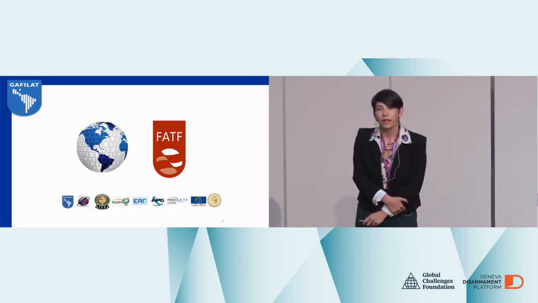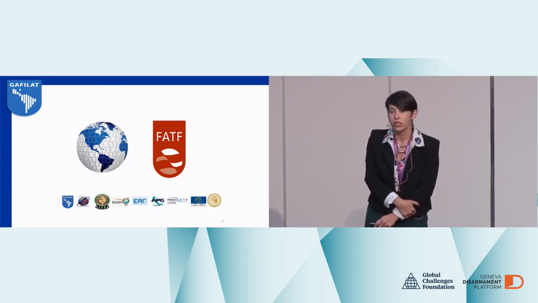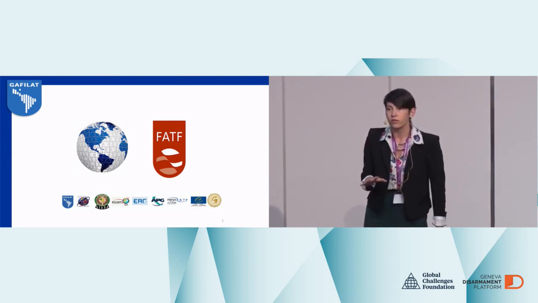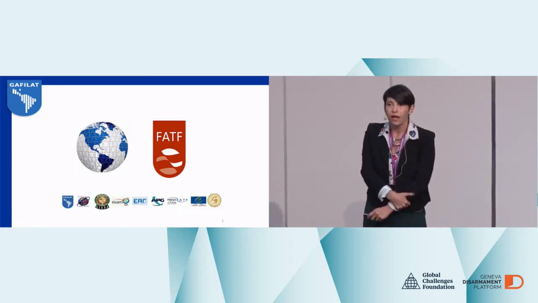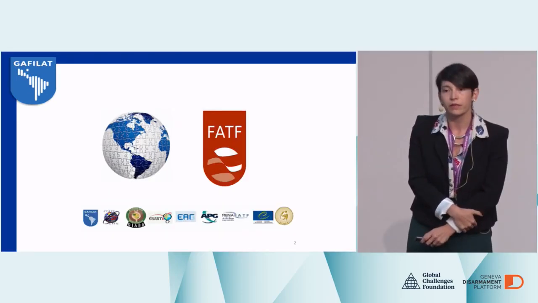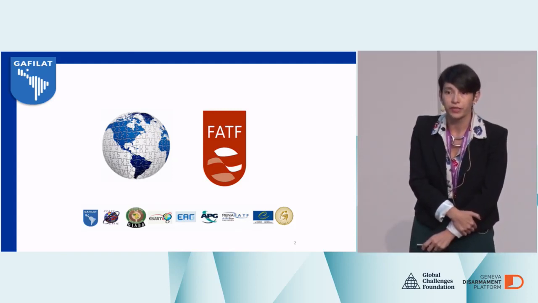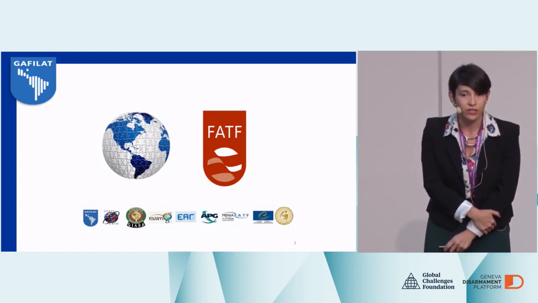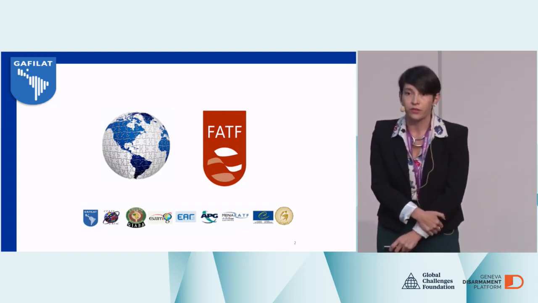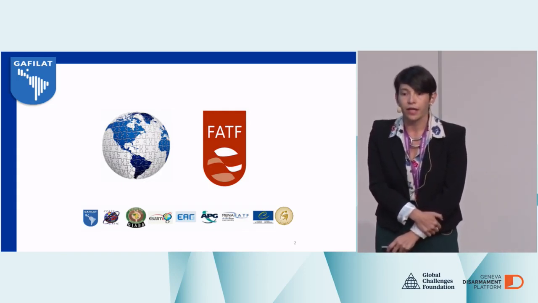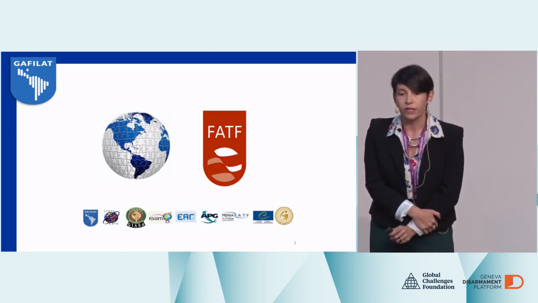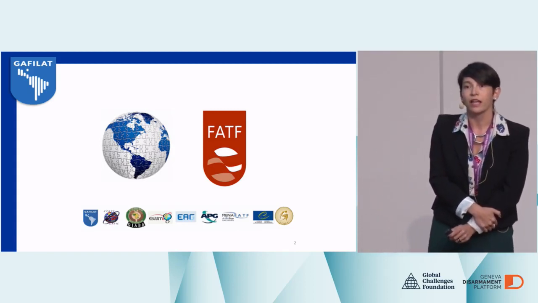It was created in '89 by the G20, and it started with a few small countries. What they decided was to take on board all the United Nations conventions and treaties and set up the standards. So it goes from how to criminalize money laundering to the specific obligations to financial institutions and private sector institutions. If you look at the bottom, there are 9 regional-style FATF bodies.